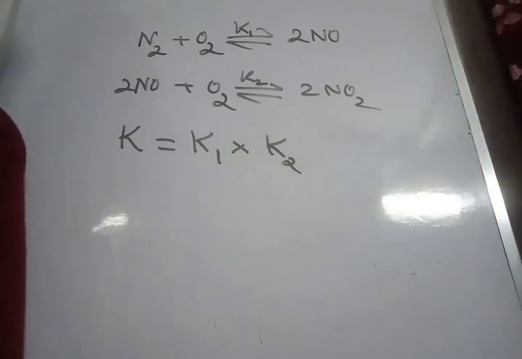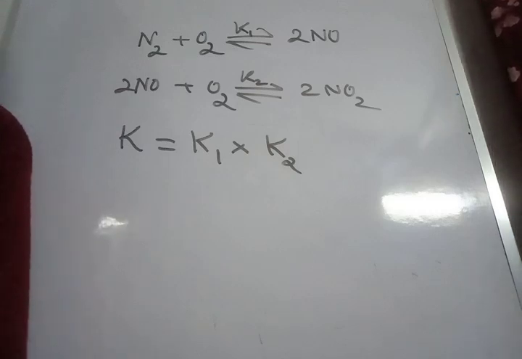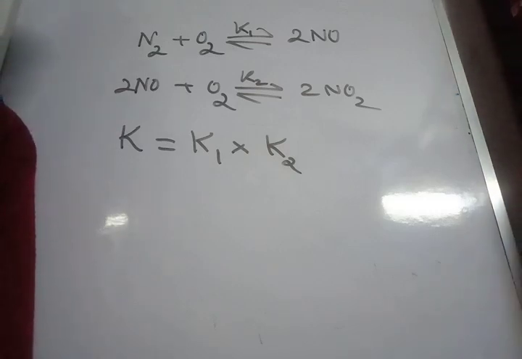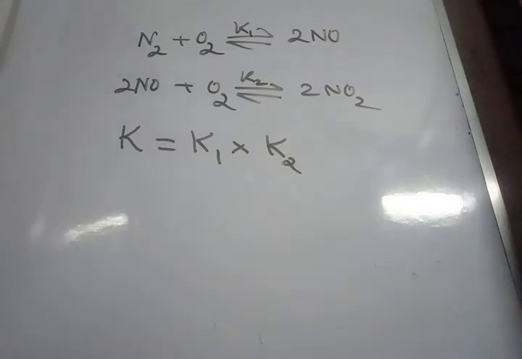Next application is prediction of the direction of a reaction. That depends on the values of Qc and Kc. If Qc is greater than Kc, backward reaction is preferred. If Qc equals Kc, the system is at equilibrium. If Qc is less than Kc, forward reaction is preferred. So these are the applications of the equilibrium constant.